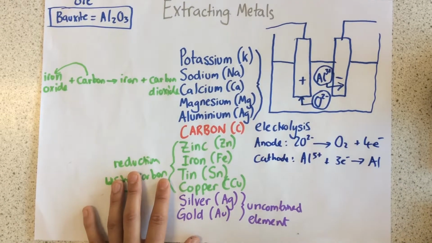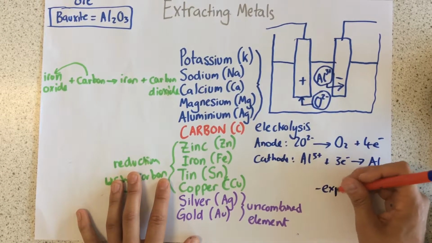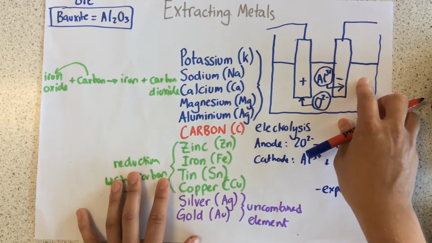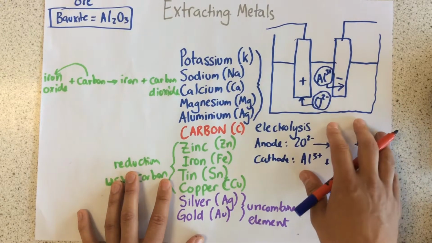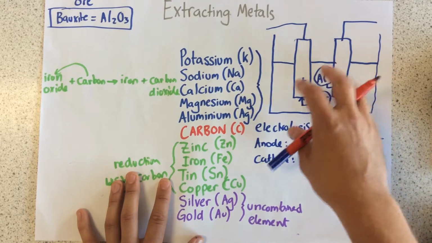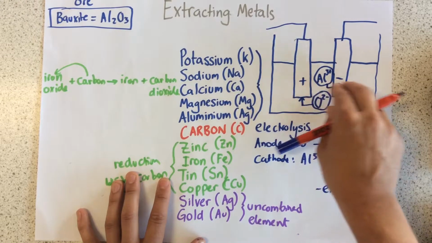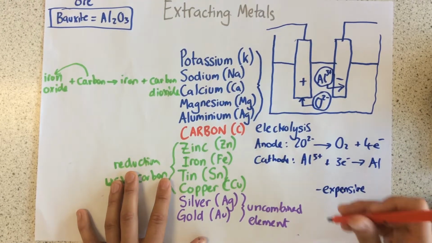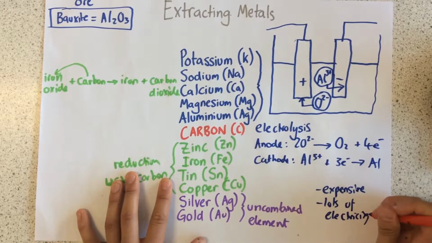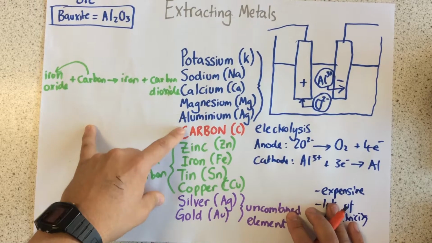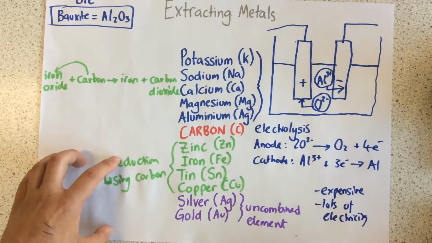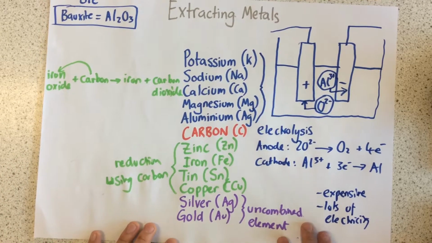Now, the big problem associated with electrolysis is it's extremely expensive. The reason why it's expensive is we need to melt all of the bauxite first, so it requires loads and loads of energy, and a lot of electricity is required to be passed through the electrodes in order to cause the movement of these ions. So it's extremely expensive and uses lots of electricity. But if the metal is more reactive than carbon, we don't really have a choice because we can't extract it using reduction with carbon. So that's how we extract metals.